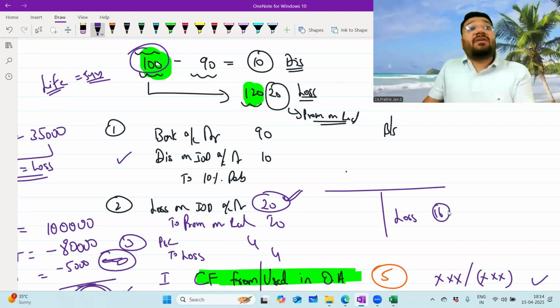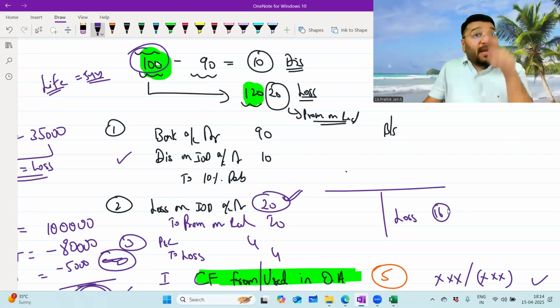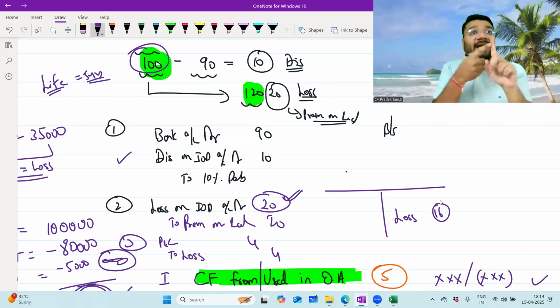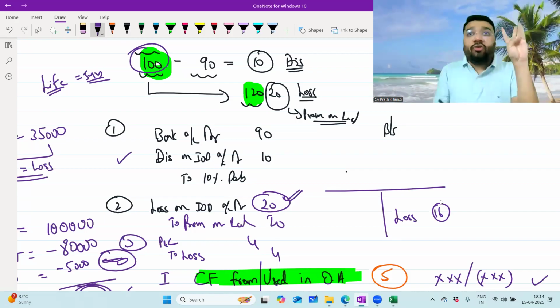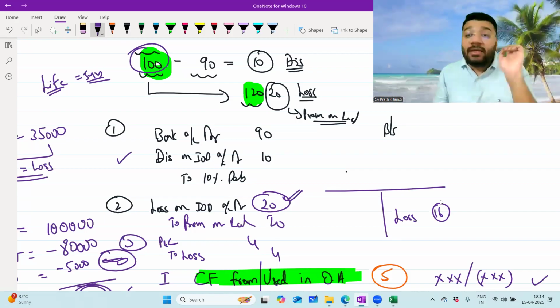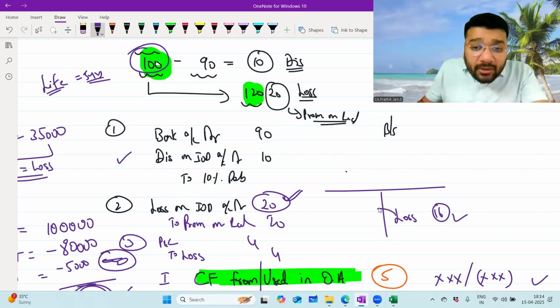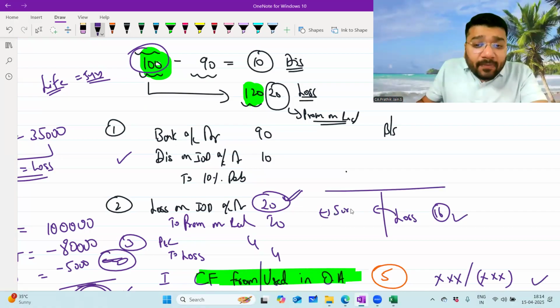Now this loss which is yet to be written off. When will I write off? In the future. Second year, third year, fourth year, fifth year. 4 rupees. 4 fours are 16. I'll write off in the future. No. This showing on the asset side, Schedule 3 does not allow. So we take it on the liability side and minus from surplus.